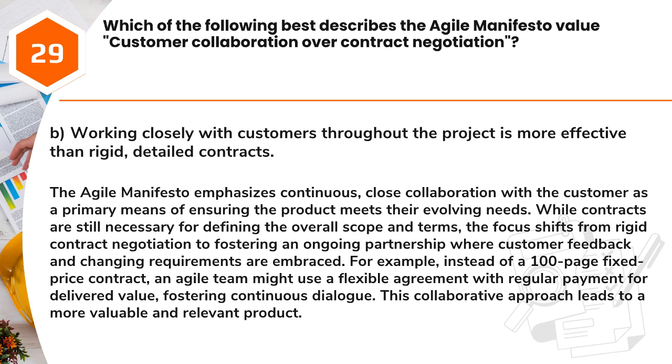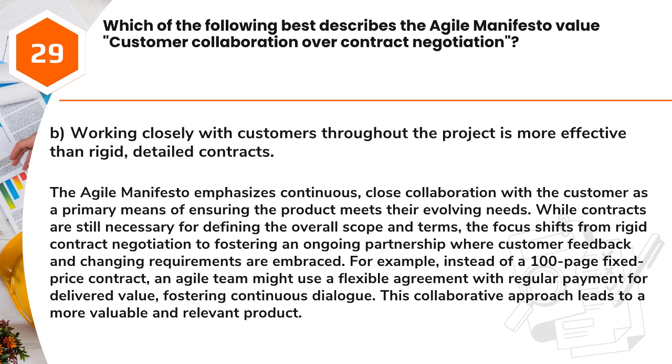Answer: B. Working closely with customers throughout the project is more effective than rigid, detailed contracts. The Agile Manifesto emphasizes continuous, close collaboration with the customer as a primary means of ensuring the product meets their evolving needs. While contracts are still necessary for defining the overall scope and terms, the focus shifts from rigid contract negotiation to fostering an ongoing partnership where customer feedback and changing requirements are embraced.